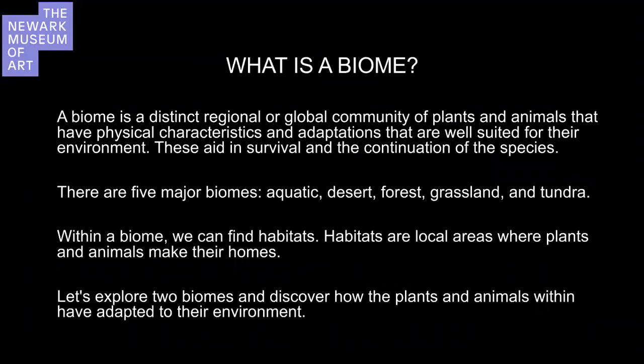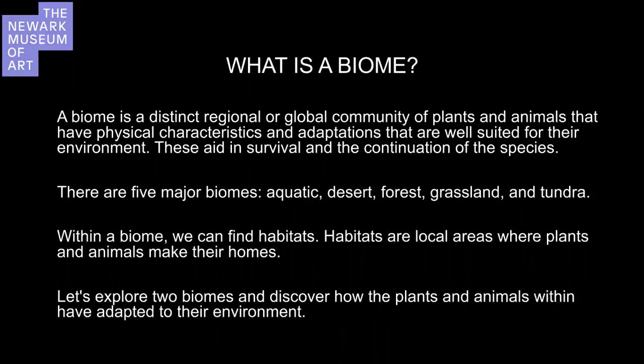So what is a biome? A biome is a distinct regional or global community of plants and animals that have physical characteristics and adaptations that are well suited for their environment. These aid in the survival and the continuation of the species. There are 5 major biomes we find on Earth. They are aquatic, desert, forest, grassland, and tundra.